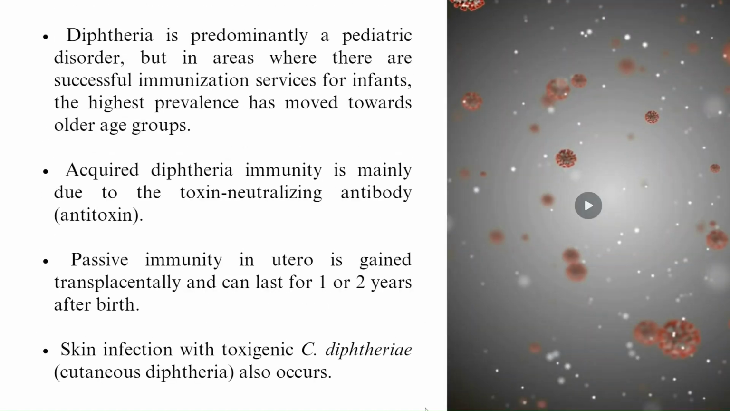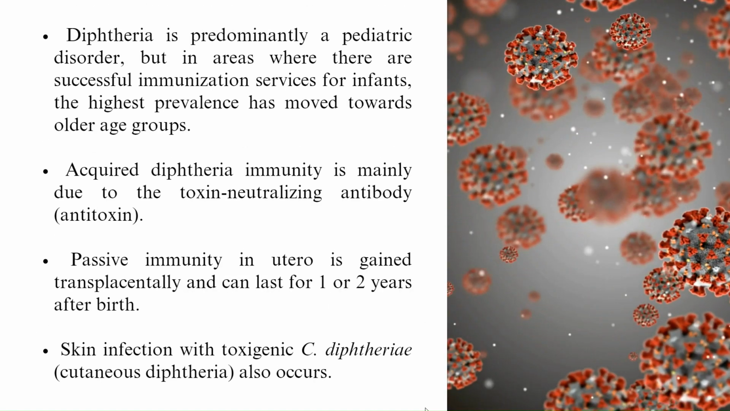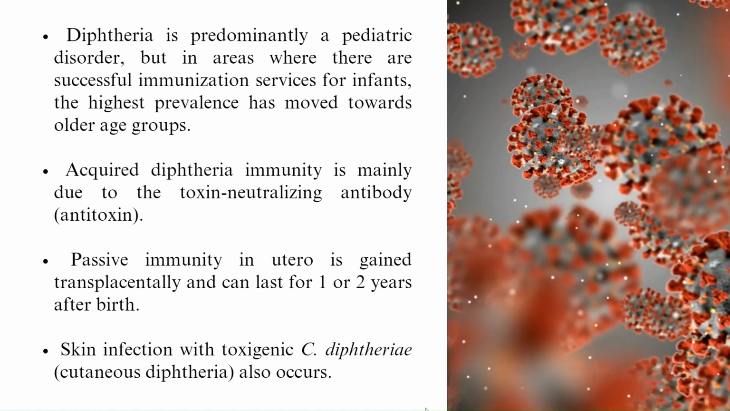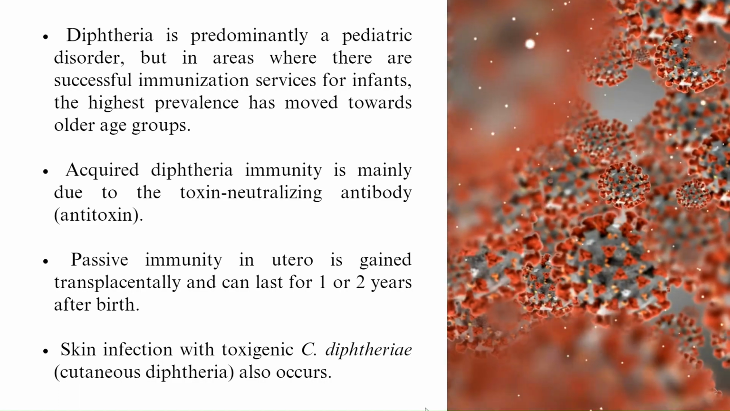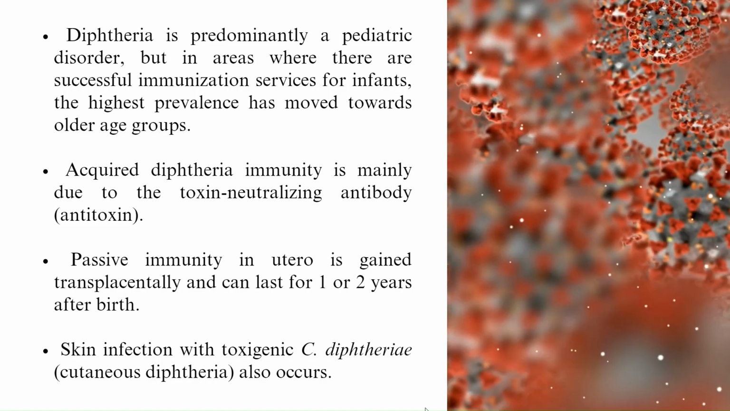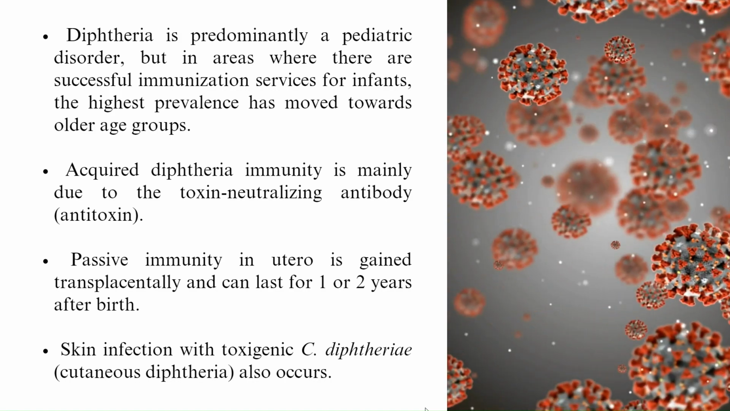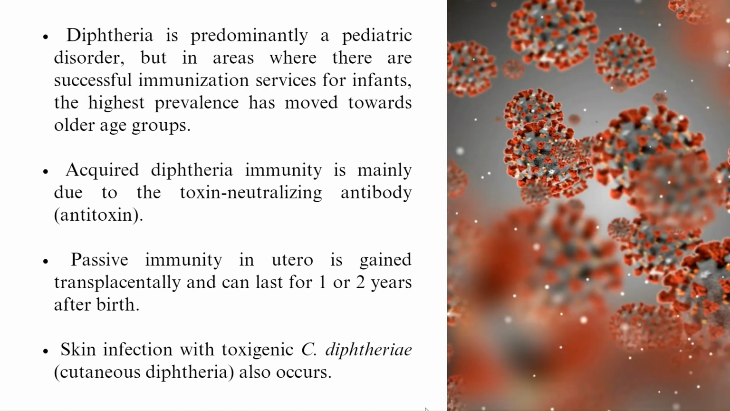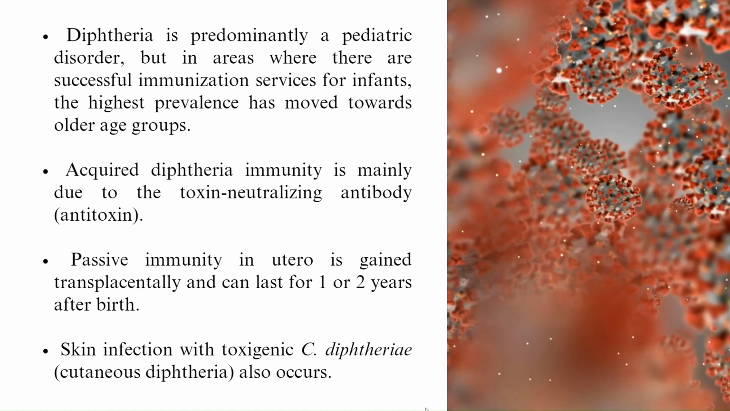Diphtheria is predominantly a pediatric disorder, but in areas where there are successful immunization services for infants, the highest prevalence has moved towards older age groups. Acquired diphtheria immunity is mainly due to the toxin-neutralizing antibody, antitoxin. Passive immunity in utero is gained transplacentally and can last for 1 or 2 years after birth. Skin infection with toxigenic Corynebacterium diphtheriae, cutaneous diphtheria, also occurs.